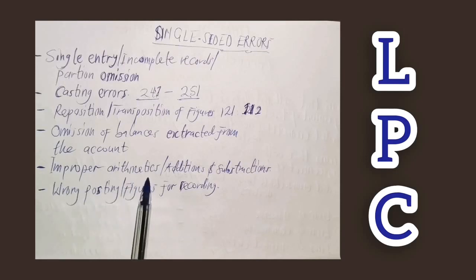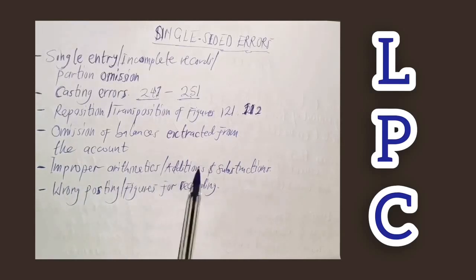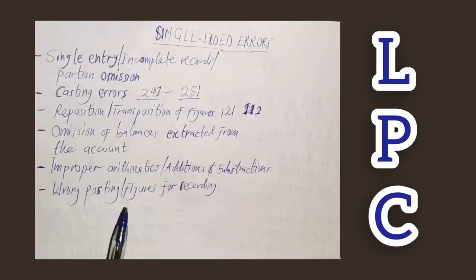Then improper additions, improper arithmetic, that's additions and subtraction here. Instead of adding some of the figures, let's say at the debit or the credit, you fail to do proper addition or subtraction. That can also result in an error and can be a single-sided error. This one can also happen on both sides. When we're discussing double-sided errors, we can also have this error occurring. Depending on how it is, it becomes an error.